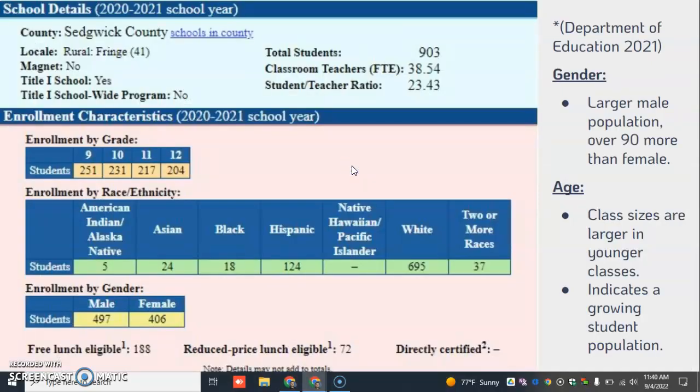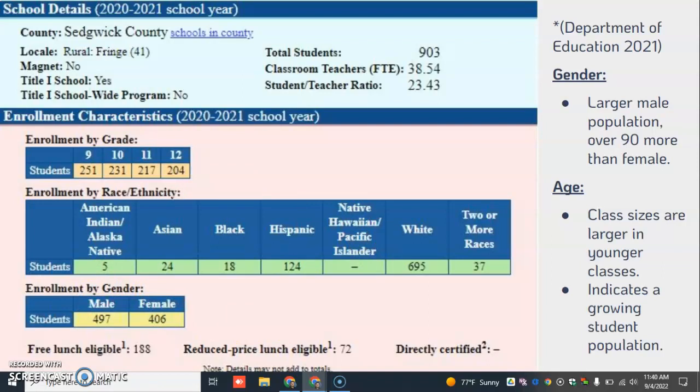Again, I wasn't really able to find anything specifically from KSDE on this, but I was able to find a government website through the Department of Education. I found some pretty decent information on it from 2021. You can see here our gender ratios, we do have a larger percentage of males. There are about 90 more males than females when this was taken in 2021.